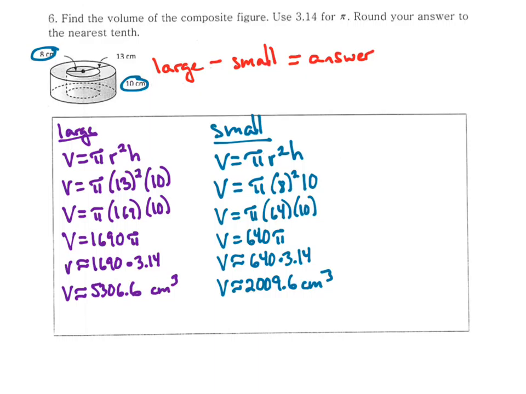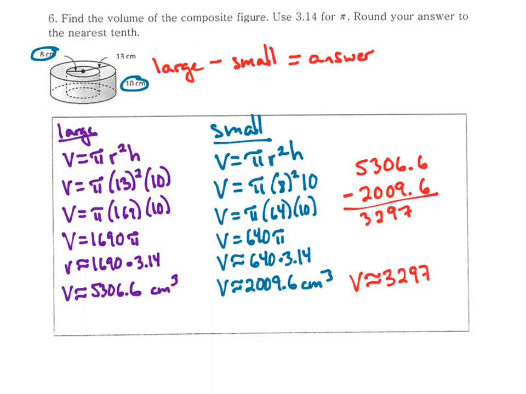A little bit of a secret, you can ignore this if you're having difficulty, but if you're finding this easy, I could just leave it in pi for now, do the subtraction, and then multiply by pi. But since I already went this far, I'll just keep going. So now I'm going to take the volume of the larger cylinder, subtract the volume of the smaller cylinder. I'll get my answer. And I'll get volume is about 3,297 centimeters cubed.